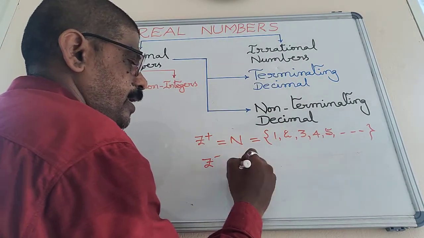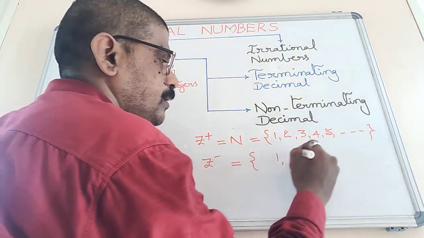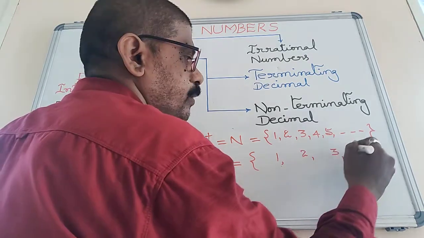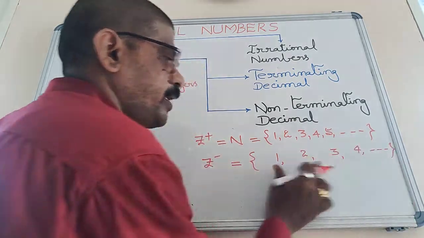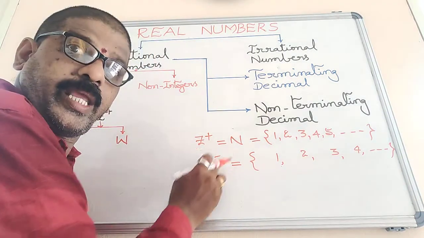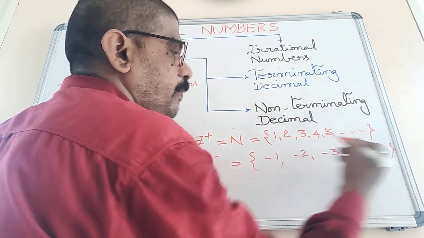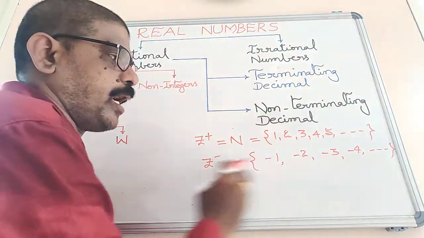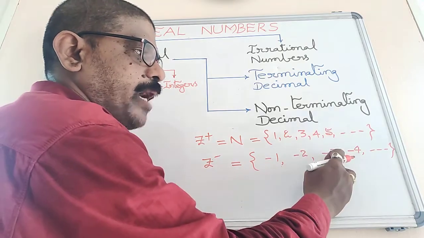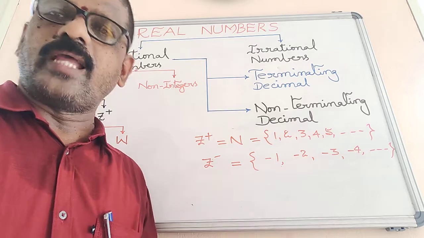Z minus. That means we can write negative integers. That means 1, 2, 3, 4 and so on. Now these are natural numbers. Now we can take the negative values. That means negative integers are minus 1, minus 2, minus 3, minus 4 and so on. But you have to observe that 0 is not there.